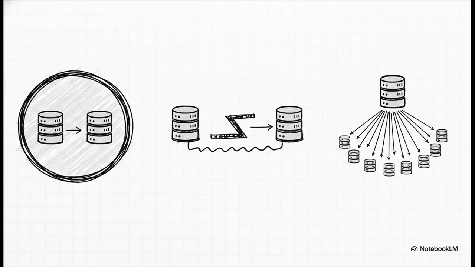Our first suspect, and honestly, often the most dangerous one, is unnecessary network traffic. Think of it like this. A local join, that's the ideal. It's like a quiet conversation happening in the same room. A resegment is like having to run across town just to talk to someone. It's costly. And a broadcast?